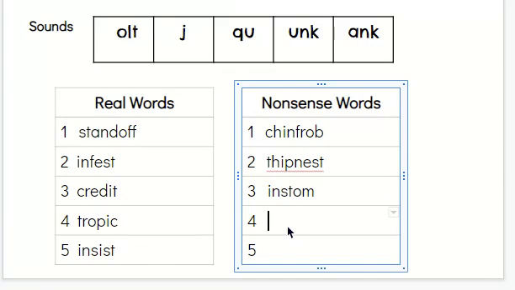Number 4, enflaunt. Enflaunt. En. Flaunt. Enflaunt. And number 5, shid-lent. Shid-lent.